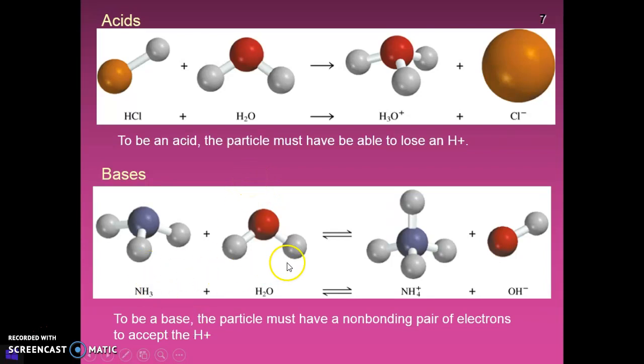Bases, here's the example that I mentioned before. A base is a proton acceptor. So NH3 has a pair of electrons sitting up here. It will accept an H+ from the water and become NH4+, and what's left over? OH-. So the OH- causes the pH to increase. The H+ concentration goes down because it's bonding with NH3 to form NH4+.